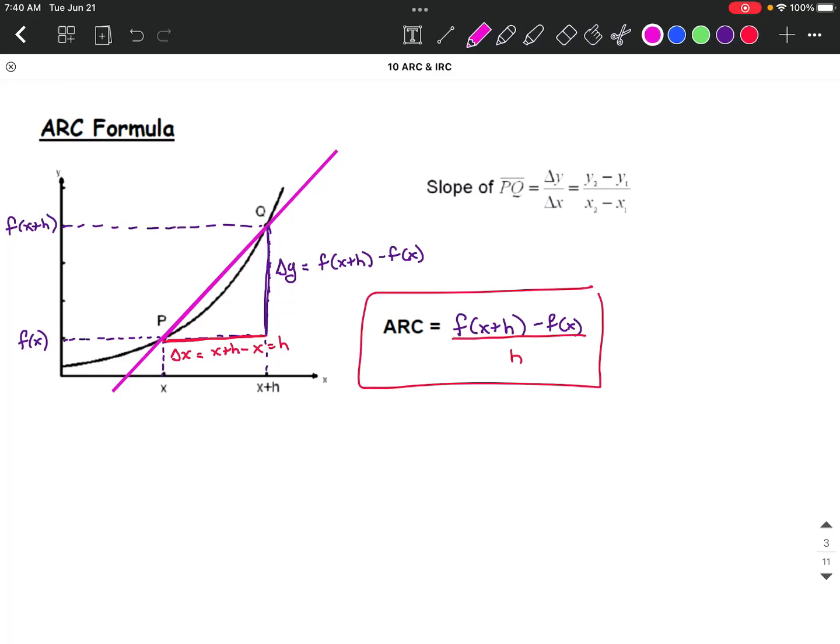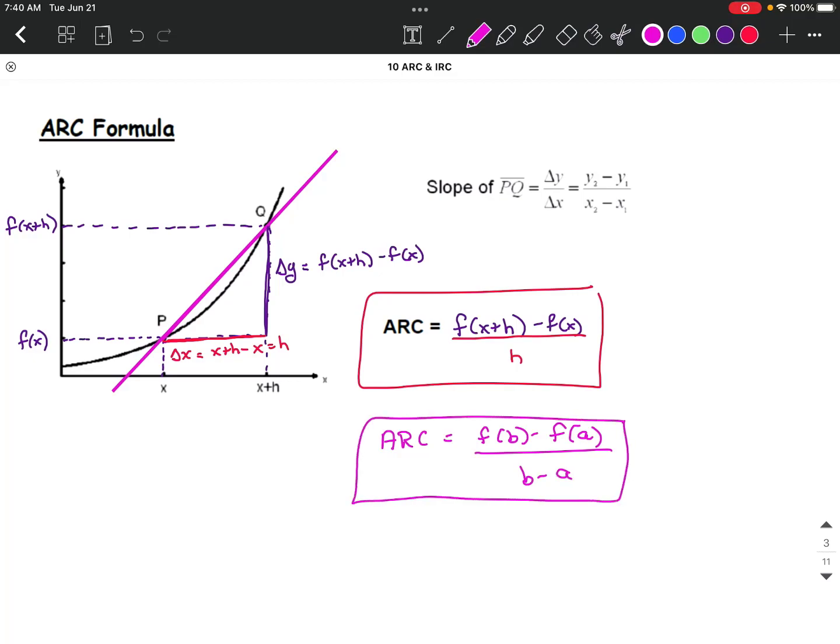And yes, we have seen this in other forms. We've seen this as f of b minus f of a over b minus a. That's also an average rate of change formula. They mean the same thing. Let's look at an example.